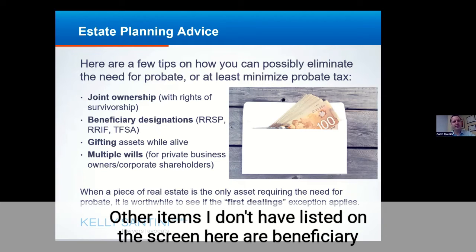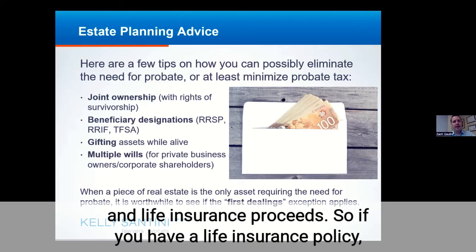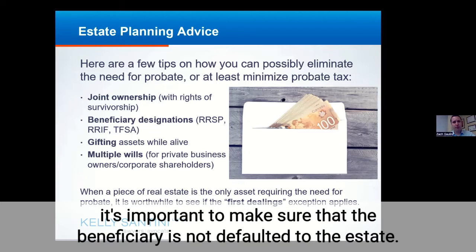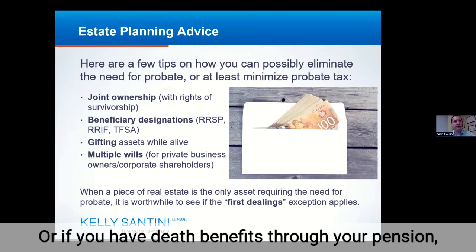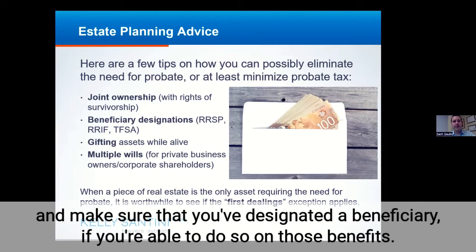Other items I don't have listed on the screen here are beneficiary designations that are given to you through your pension and life insurance proceeds. So if you have a life insurance policy, it's important to make sure that the beneficiary is not defaulted to the estate. Or if you have death benefits through your pension, it's important that you talk to your HR people and make sure that you've designated a beneficiary if you're able to do so on those benefits.